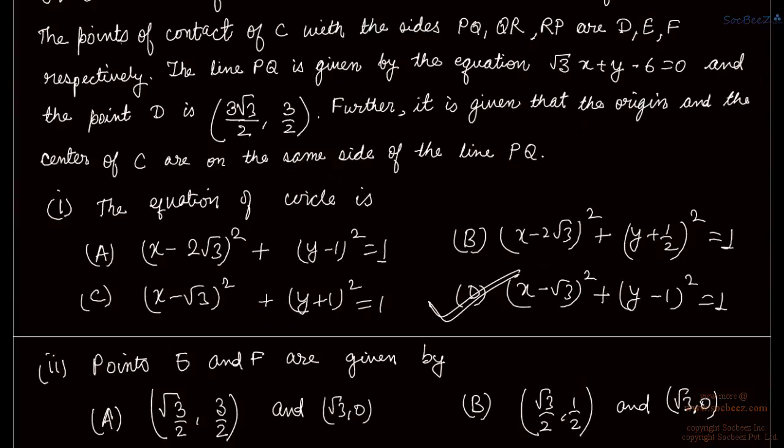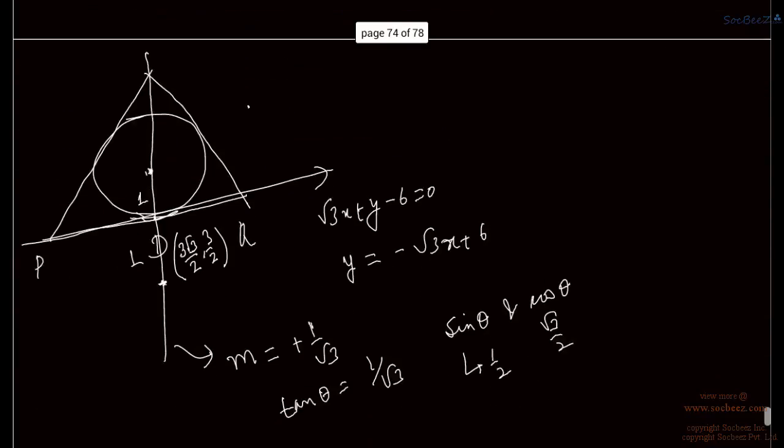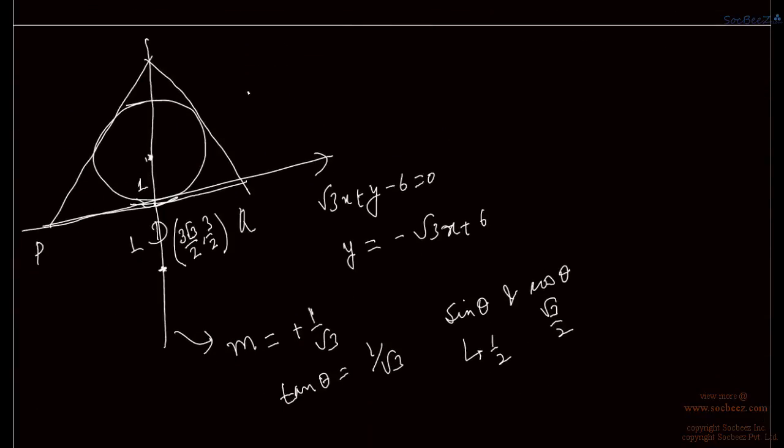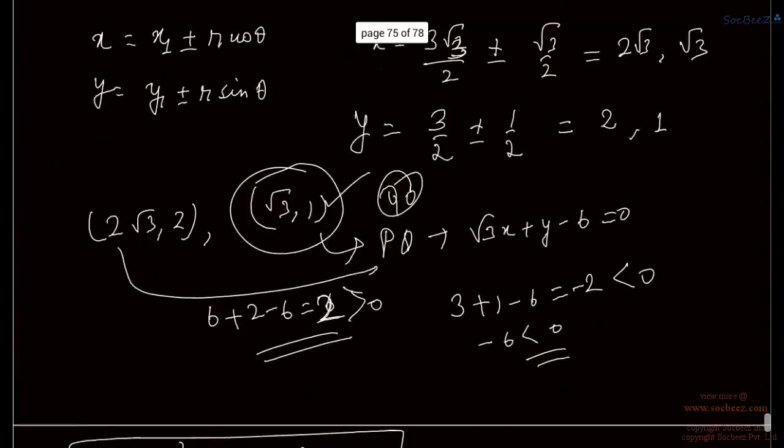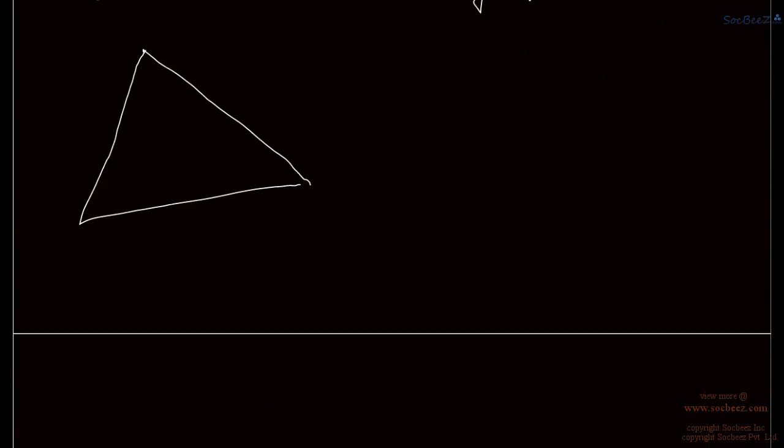Now part 2 of this question. Part 2 is asking to find the coordinates of points E and F. So we have the points E and F here and here. Say this is a triangle. This is point D, this is point E, and this is point F. We have a circle like this.